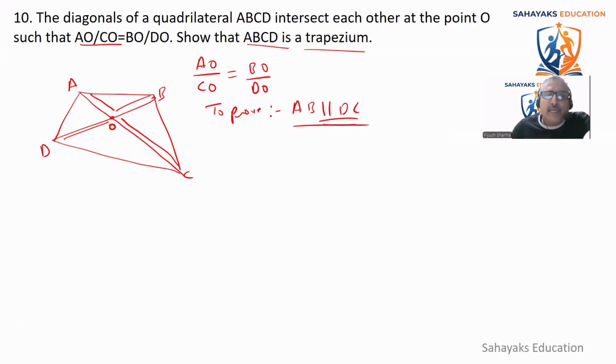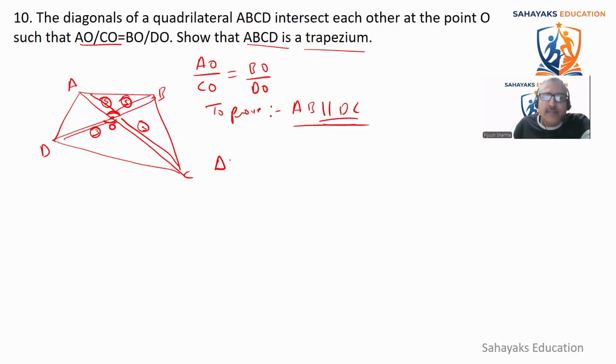Now we know that AO by CO is equal to BO by DO. And we also know that angle O is equal to angle O, vertically opposite angle. So this side is proportionate to this side, and this side is proportionate to this side. They are opposite sides. And the angle between those is equal. So that means the triangles are similar. So we have to write all these things.